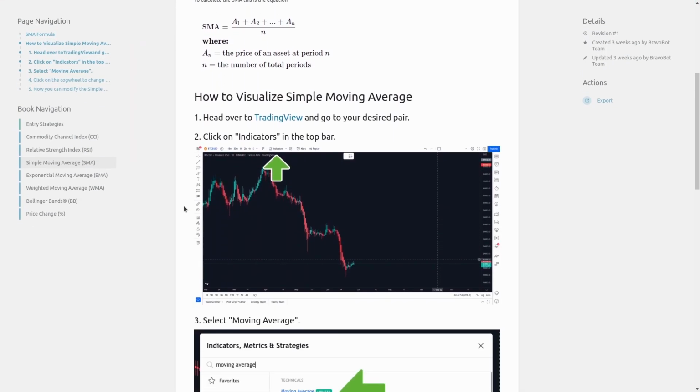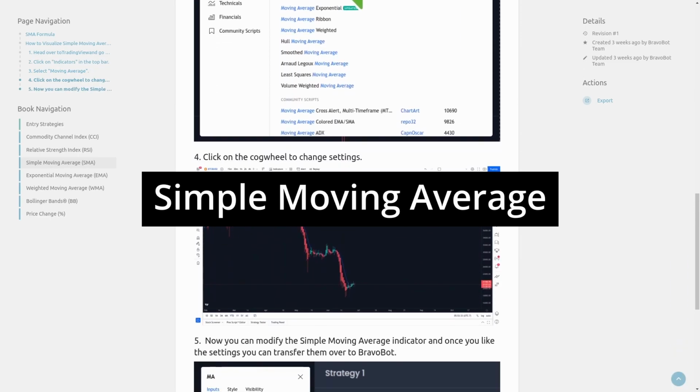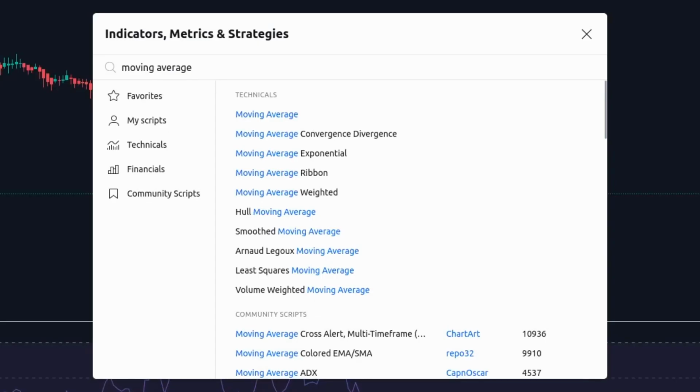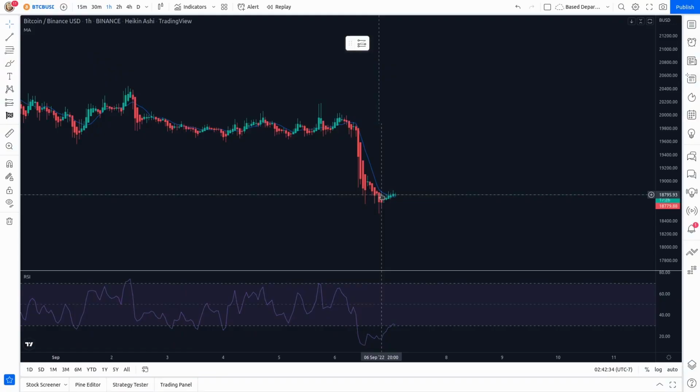Most indicators have their own settings you can mess around with. Another indicator I will show you is Simple Moving Average. Let's add it onto the chart. On TradingView, it's called Moving Average. Simple Moving Average takes the average price of X number of candles and plots them as a line. This is popular for seeing if the market is bullish or bearish.